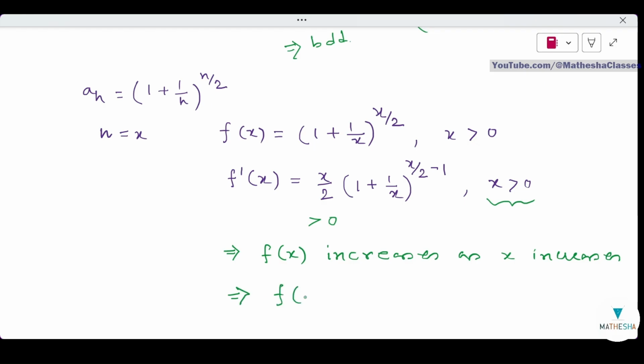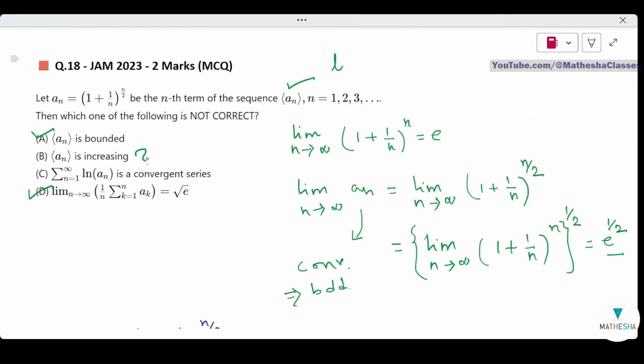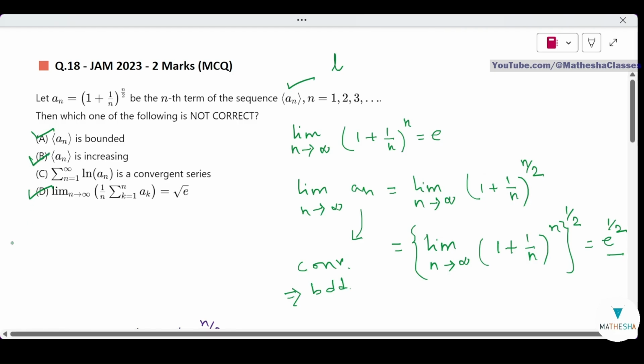fn तो actually है आपका an. So an increases as n increases. So that means an will be increasing. So far we have proved that A, B and D are correct.